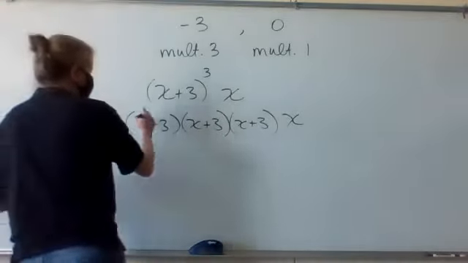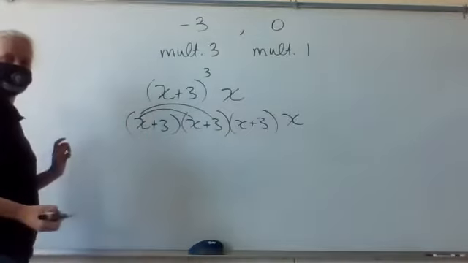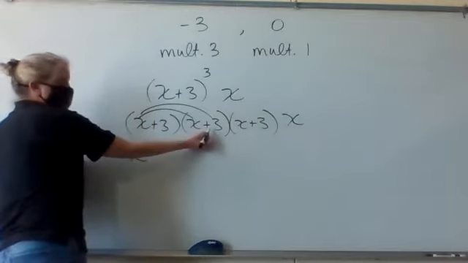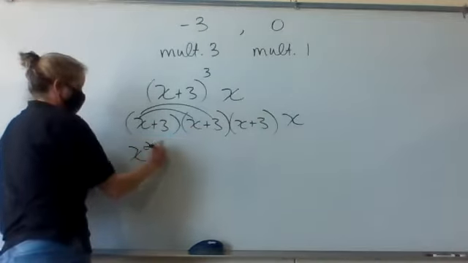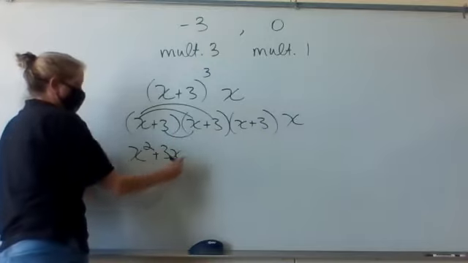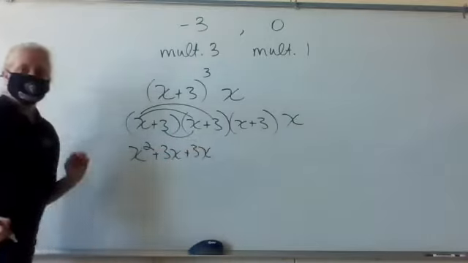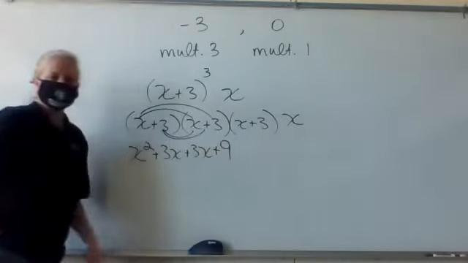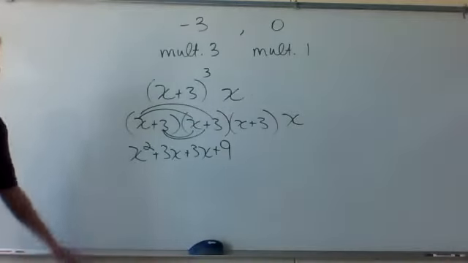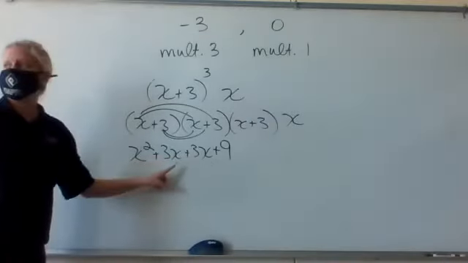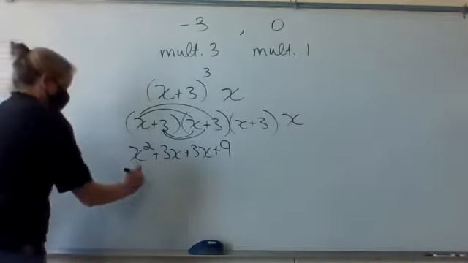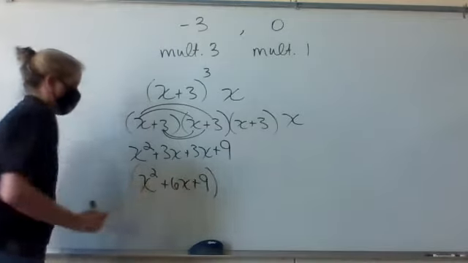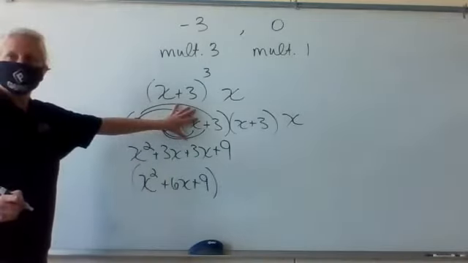So let's see. My first: x times x gives me x squared. My outer is positive 3x. My inner is another positive 3x. And my last, 3 times 3, is positive 9. Clean it up. Put your x's in the middle together so you really have 6 x's there. So I've got x squared plus 6x plus 9. That took care of those.